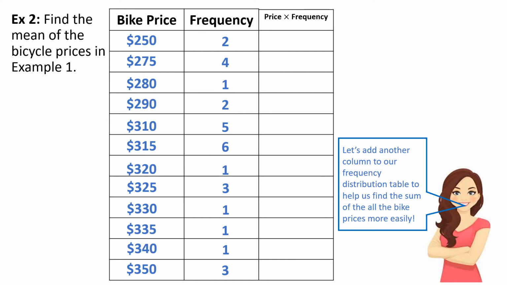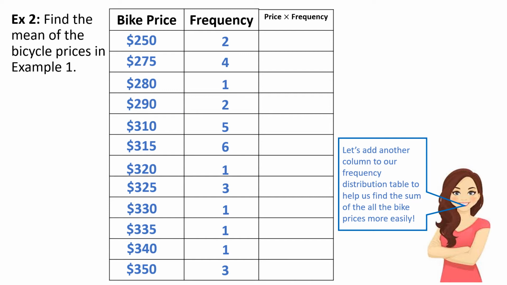Example 2. Find the mean of the bicycle prices in example 1. Let's go ahead and add another column to our frequency distribution table to help us find the sum of all the bike prices more easily. We know that in order to find the mean, we need to find the sum of all the prices and then divide by the number of prices.